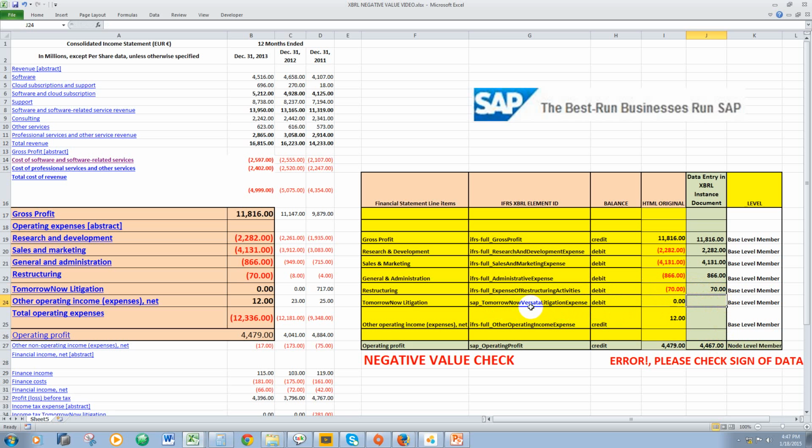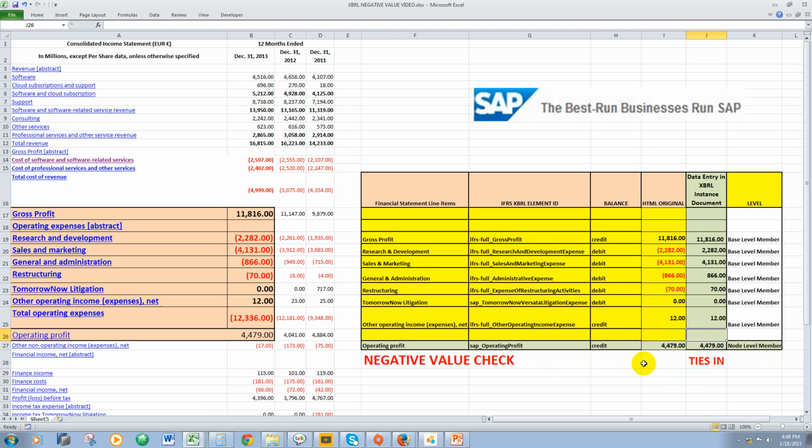The litigation expense, which has a debit balance, has 0. So let us key in 0. And now let us key in other operating income expense, which has a credit balance because it is an income. This number 4467 will go up by 12 million euros when we key in 12 million, because this has a credit balance, and operating profit is also having a credit balance. So let's key in 12, and we see that everything ties in. The validation control over here says everything ties in.